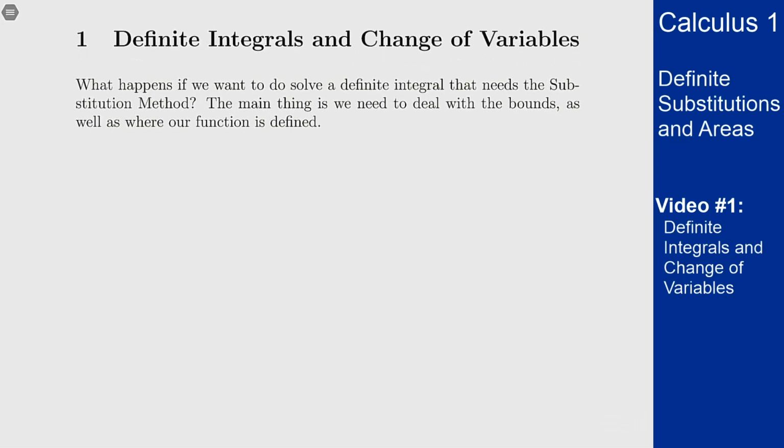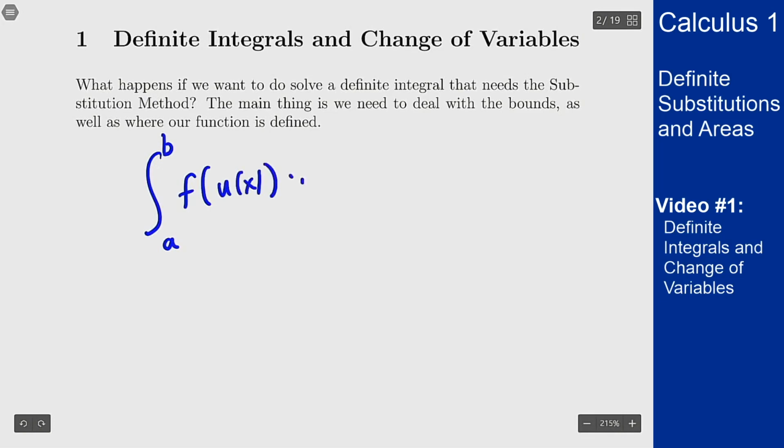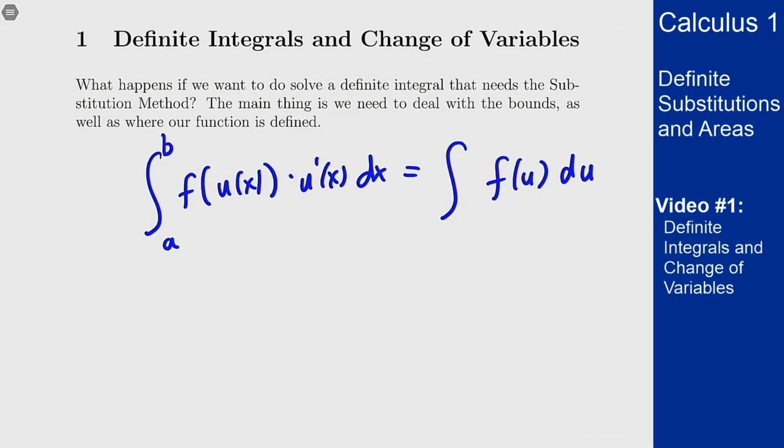And the point is this. We had something like the integral from a to b, f of u of x times u prime of x dx. We use g's instead of u's, but the idea is still the same. And we know this equals an integral of f of u du if they were indefinite integrals. But now this is a definite integral, what happens?